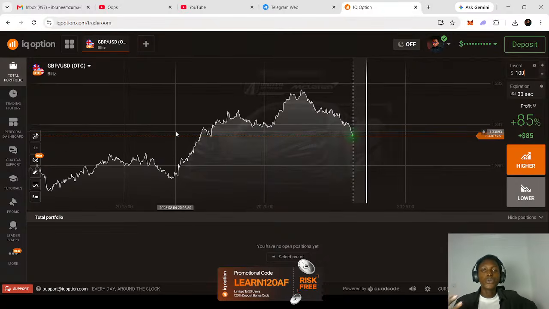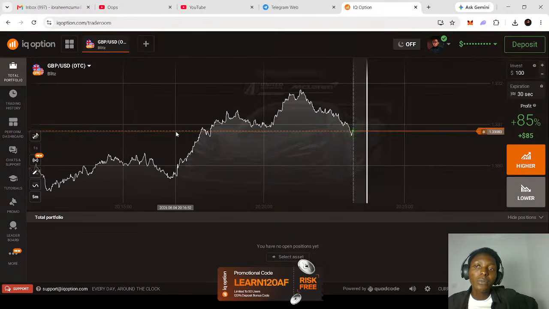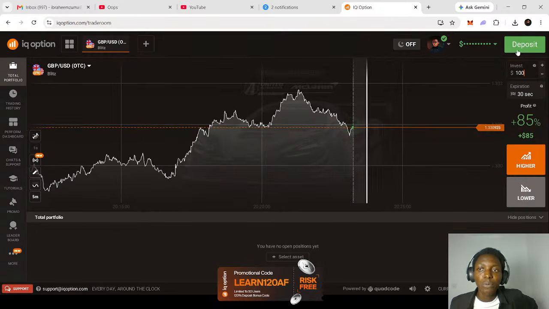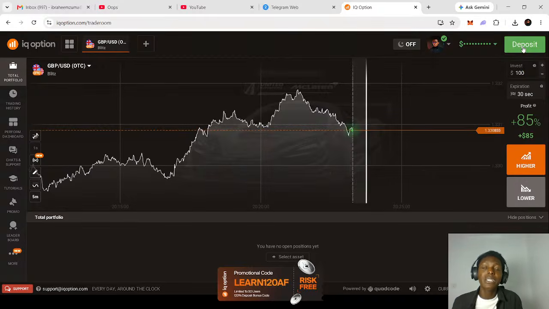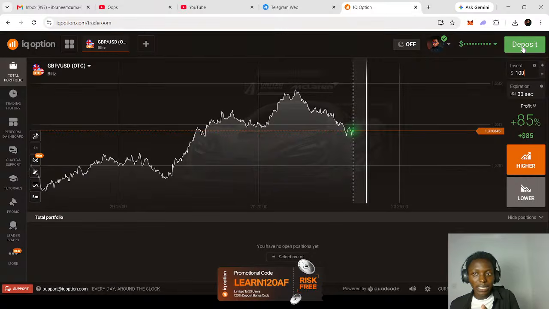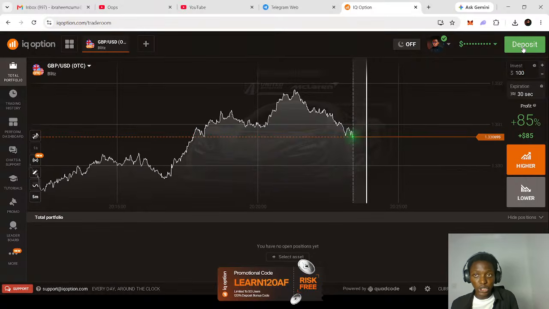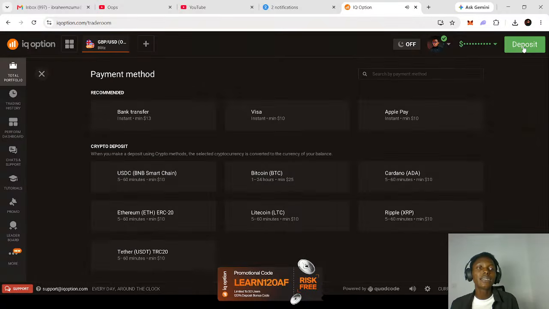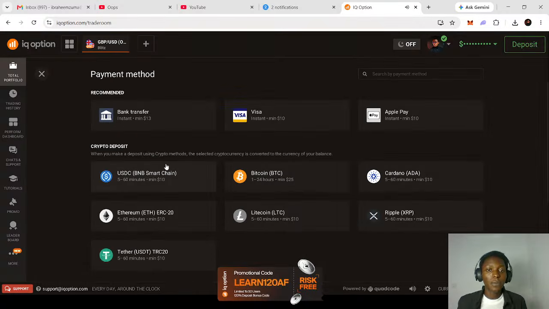And so you're going to be depositing money on your account. As you can see right here, there's a deposit button, a very big deposit button that you can just click. It will take you directly to the deposit section. Okay, so if you click deposit, here's the deposit section, and as you can see, there are many different deposit options.